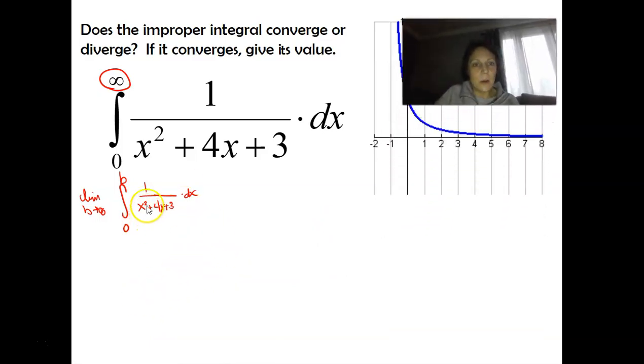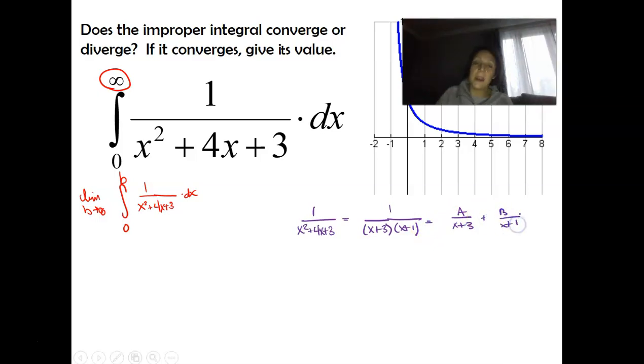Okay, so I've got 1 over x squared plus 4x plus 3. I have a factorable denominator here, x plus 3 times x plus 1. So I'm going to break that into two fractions, A over x plus 3 and B over x plus 1, and then we'll throw it back together again. So I know that 1 has to be equal to A times x plus 1 plus B times x plus 3. I put it back together again.